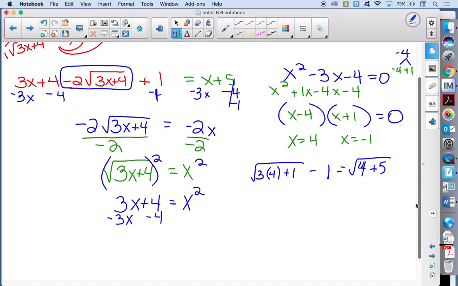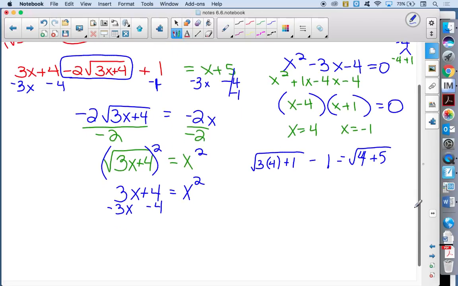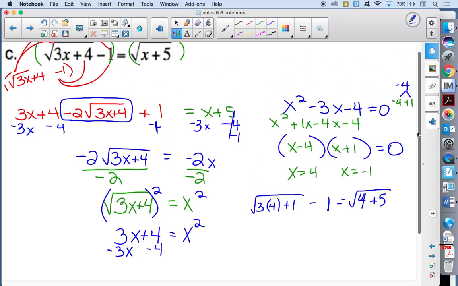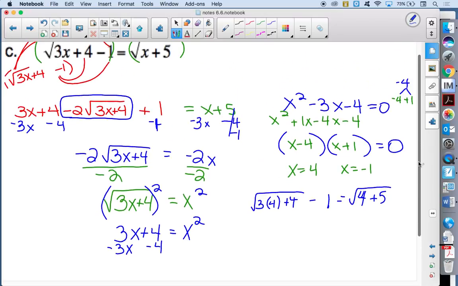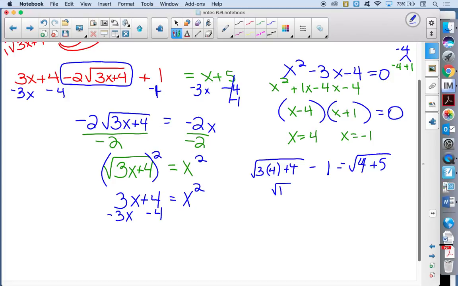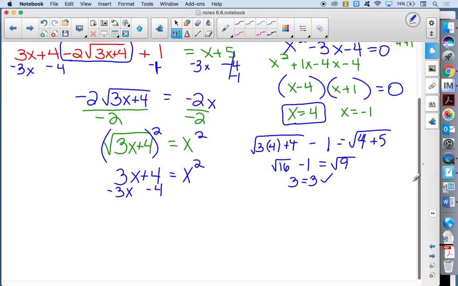Okay, so Brandon, 3 times 4 is 12, plus 4 makes 16 under the square root. So the square root is 16 minus 1. On the other side, we have the square root of 9. The square root of 16 is 4, minus 1 equals 3, and 3 equals 3. Good. So we know that one is the solution. Just doing a quick check to make sure the other one isn't, because every once in a while they both might work. Plug in the -1.